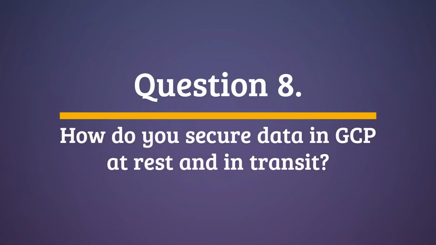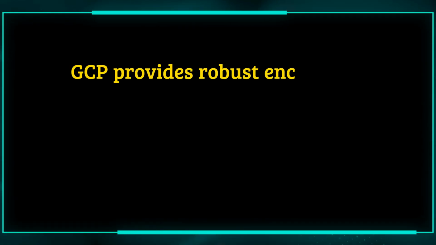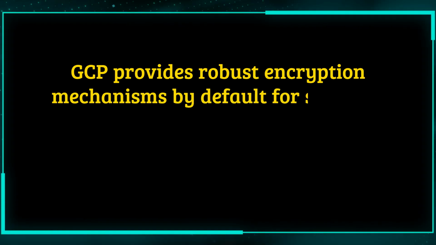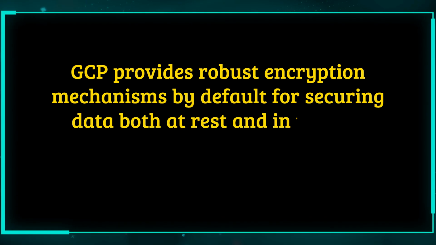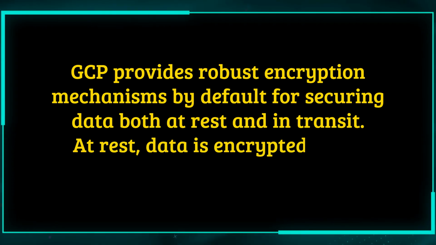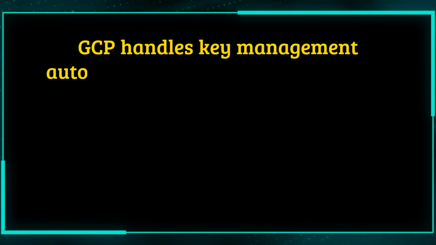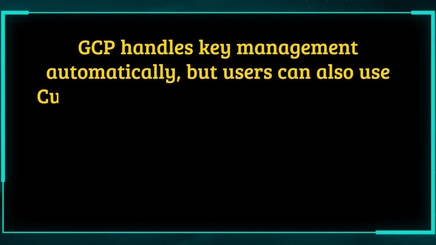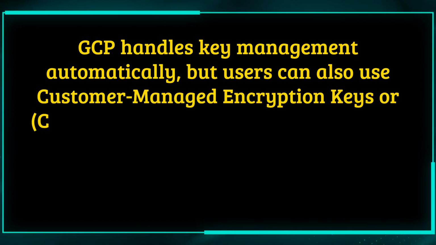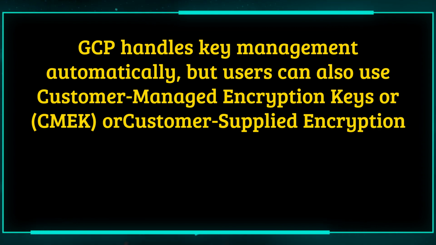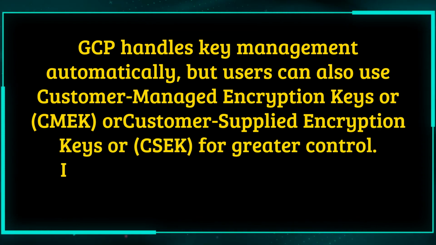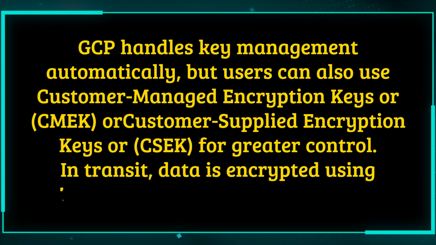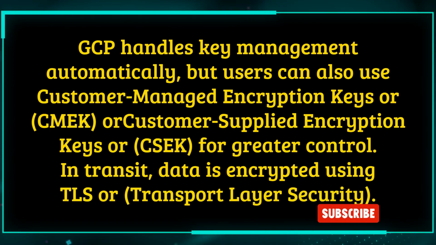Question 8. How do you secure data in GCP at rest and in transit? Answer. GCP provides robust encryption mechanisms by default for securing data both at rest and in transit. At rest, data is encrypted using AES-256 encryption. GCP handles key management automatically, but users can also use customer-managed encryption keys, or CMEK, or customer-supplied encryption keys, or CSEK, for greater control. In transit, data is encrypted using TLS, or Transport Layer Security.